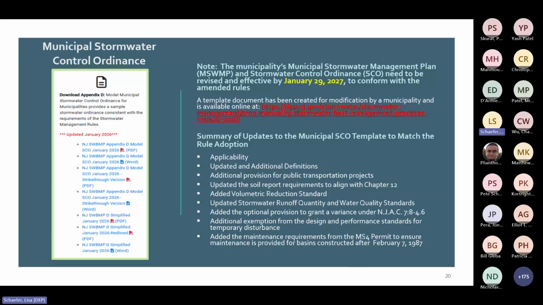Now, a municipality has to comply with the applicable laws and procedures for the passage and adoption of ordinances pursuant to the simplified version. The MSWMP and SCO need to be revised and effective by January 29th, 2027, to conform with the amended rules. The location of the sample MSWMP was shown two slides ago on slide 18. On the lower part of this slide is a summary of the updates that were made to the SCO to match the rule adoption.